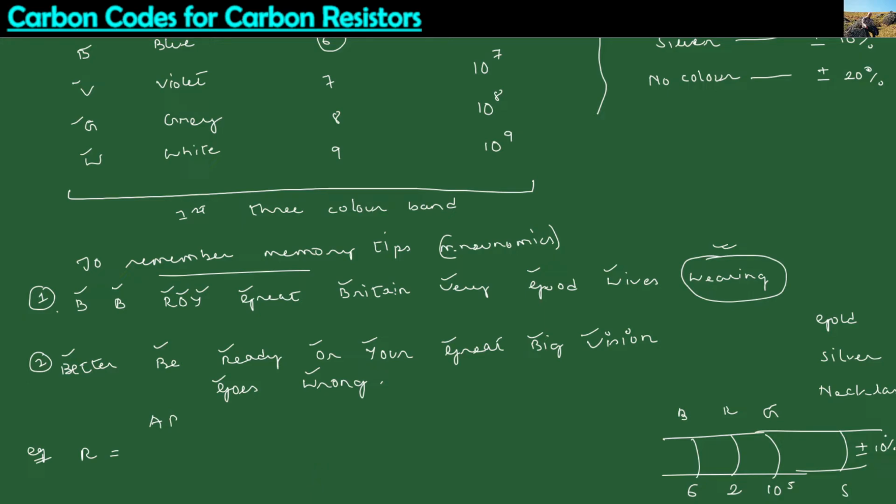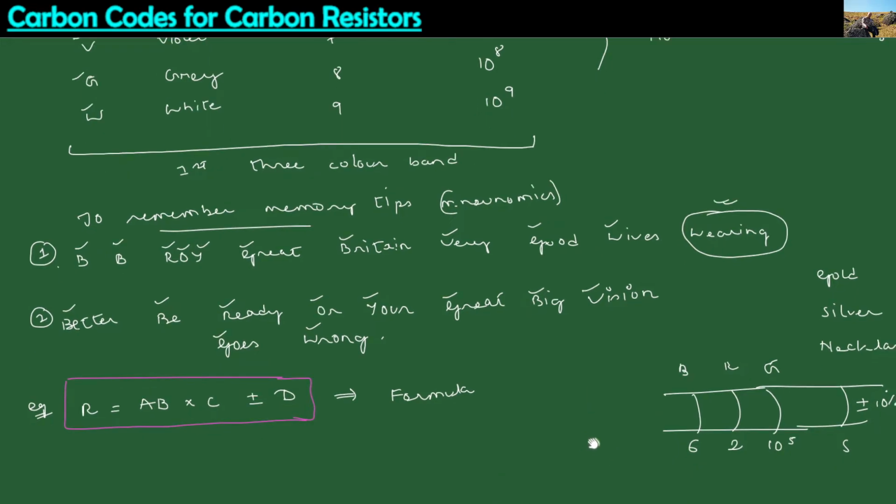The formula will be like this. Formula for finding the resistance will be R equal to AB into C plus minus D. This is the formula for finding the total resistance. Always remember this formula. Keep in mind that this is very, very important for finding the resistance of the color band. It is given by this formula, AB into C plus minus D.